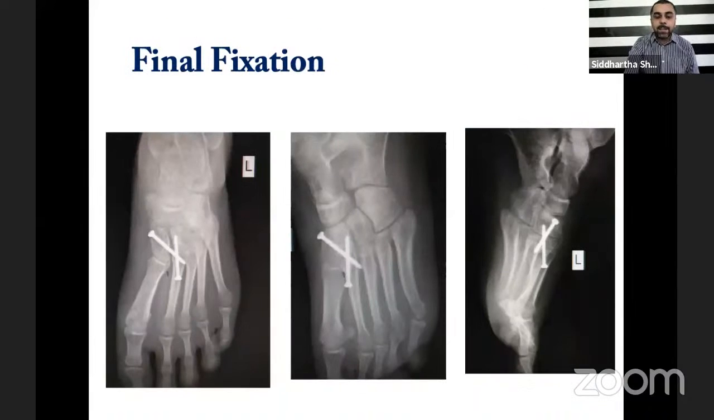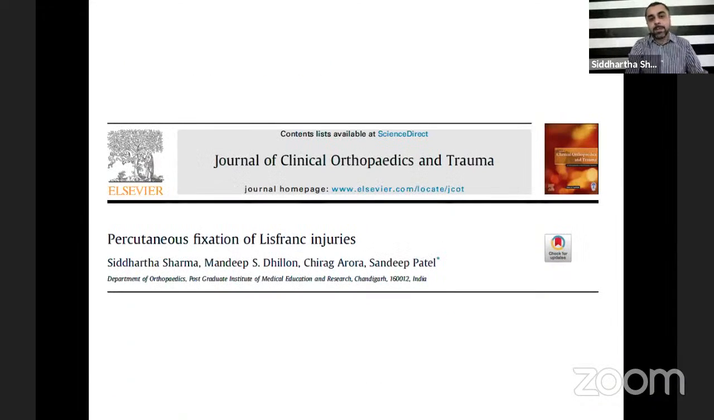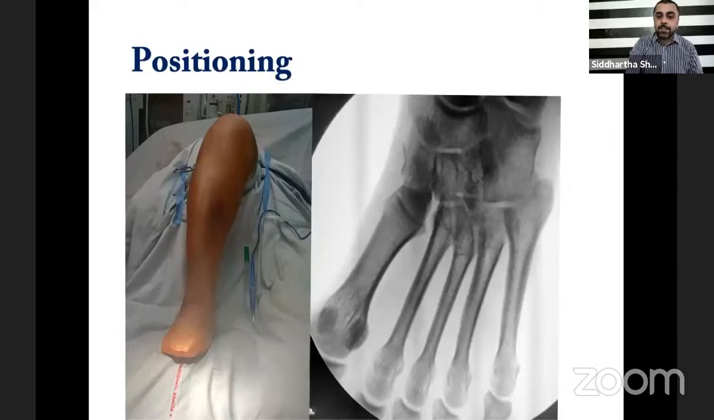So this is the final fixation. I'm sorry, I don't have the final follow-ups, but at 2 years he's gone to Canada. This person is doing well. His screws were removed at 6 months post-operatively. So in fact, we did publish on percutaneous fixation of Lisfranc injuries.